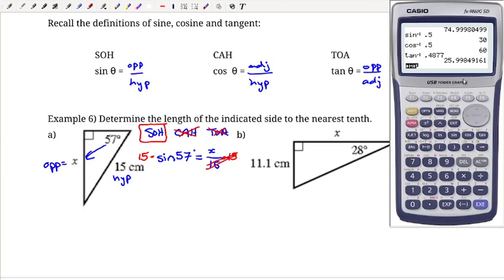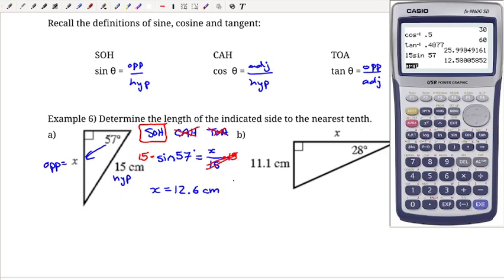So pull out my calculator again, and I can just type that in straight up. 15 times the sine of 57 degrees. And it tells me then x is equal to, round again to 2 or 3 sig figs, 12.58 is going to round to 12.6. Look at the units of my question, that's 12.6 centimeters.